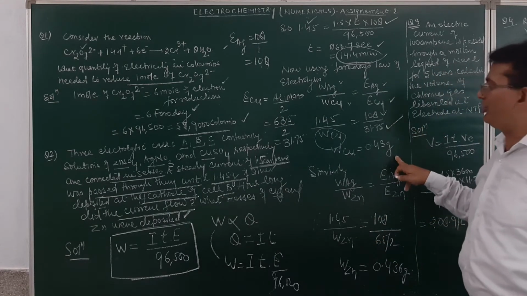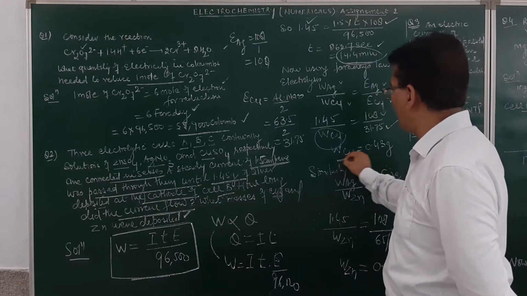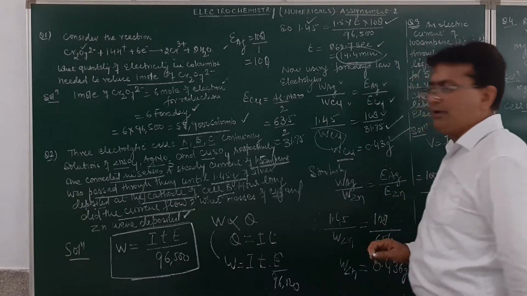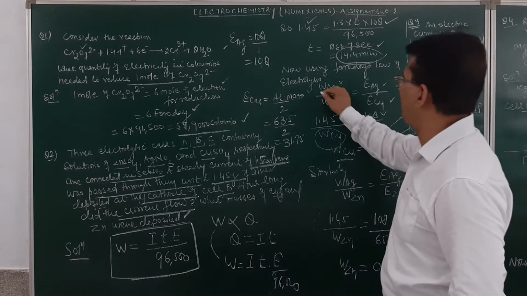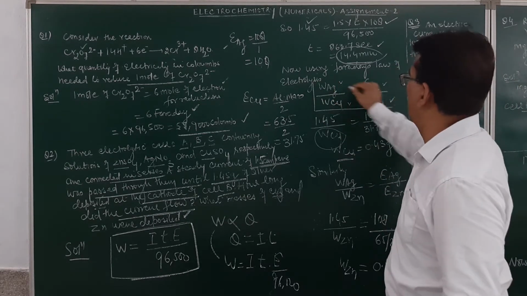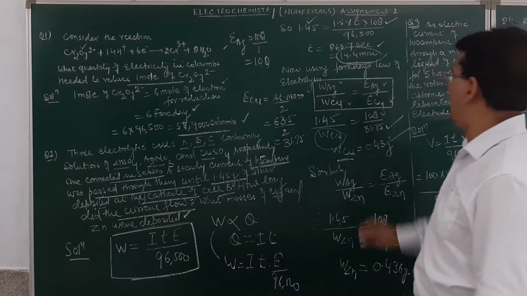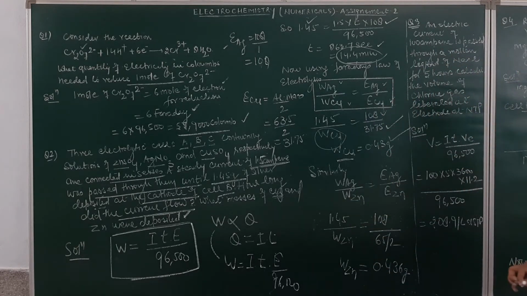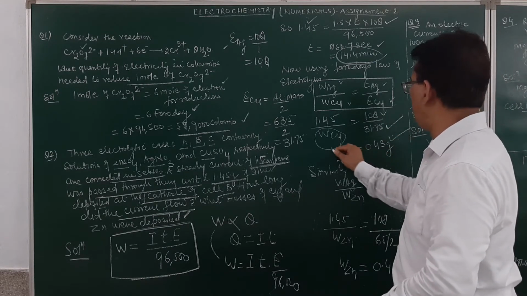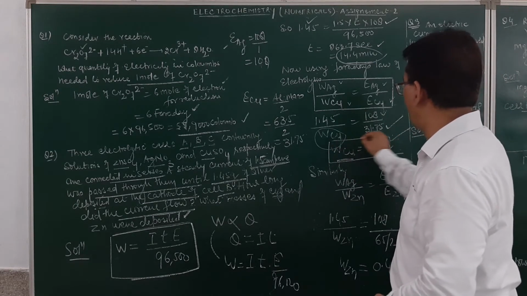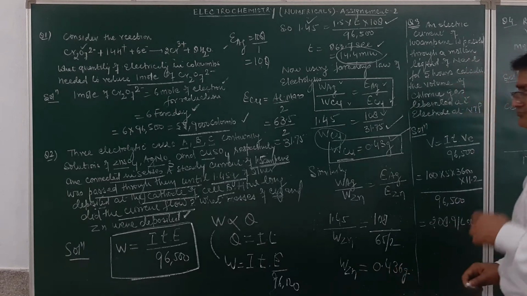Putting all the values over here, I can obtain the mass of copper deposited. And this will be equal to 0.43. So mass of silver deposited to the mass of copper deposited will be equal to the equivalent mass of silver to the equivalent mass of copper. What mass of copper is deposited over here? On solving, we get it will be equal to 0.43 gram.